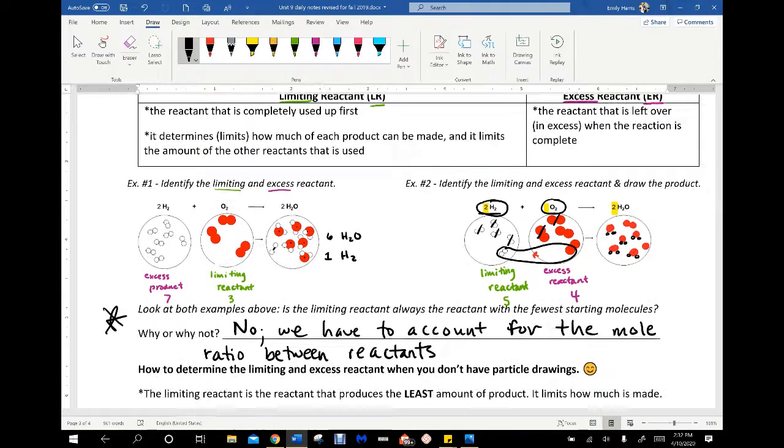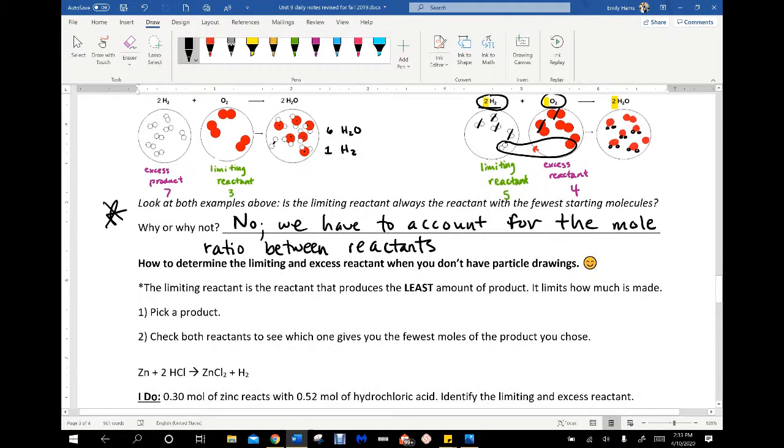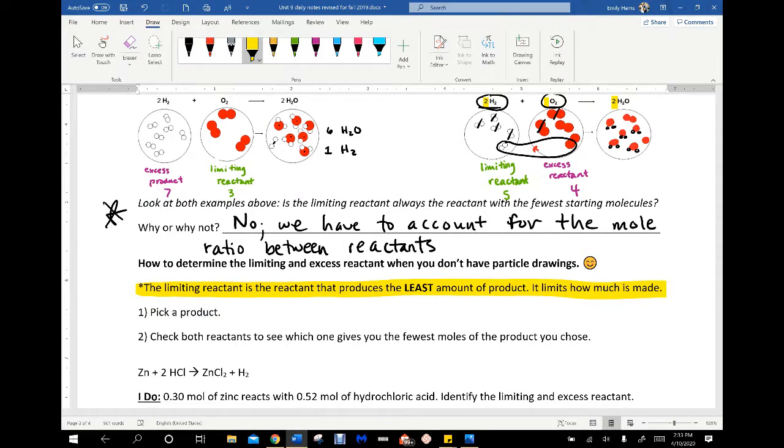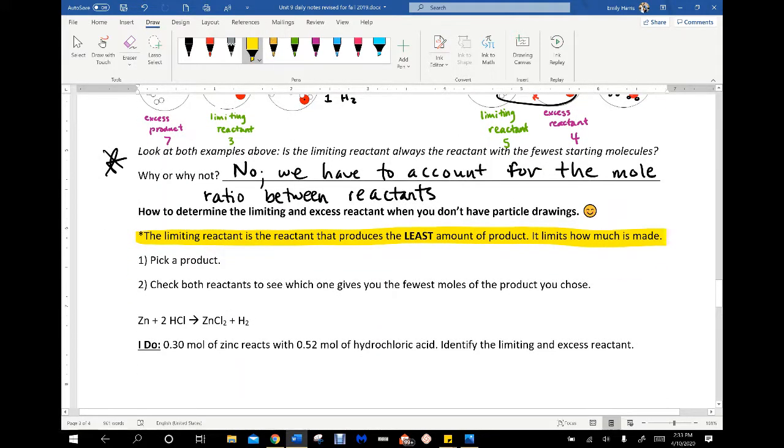All right, so now let's talk about how to determine what the limiting and excess reactant are when we don't have those pictures of our particles. What it's going to center around is this key fact: the limiting reactant is the reactant that produces the least amount of product. It limits how much is made. So what we're going to do is pick a product and then check both reactants to see which one gives us the fewest moles of the product you chose.